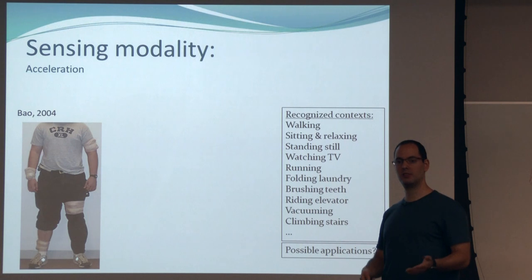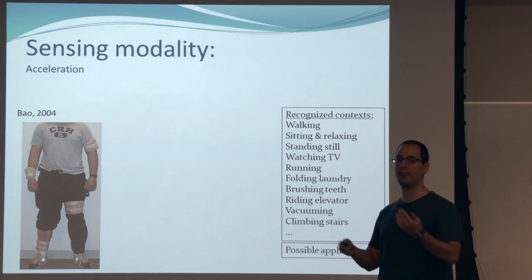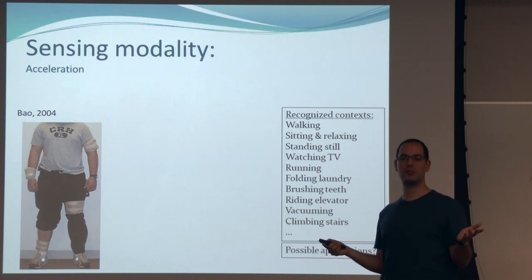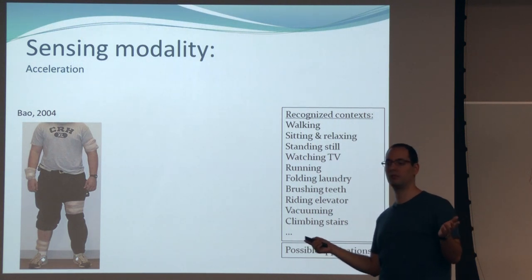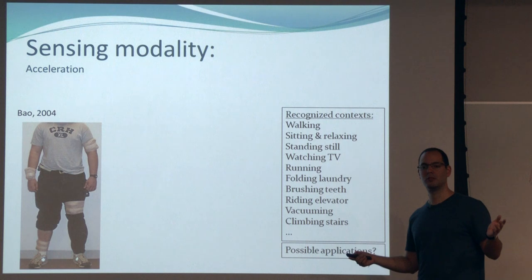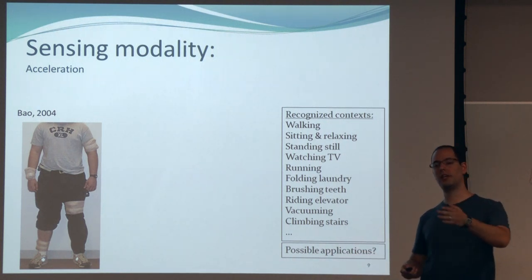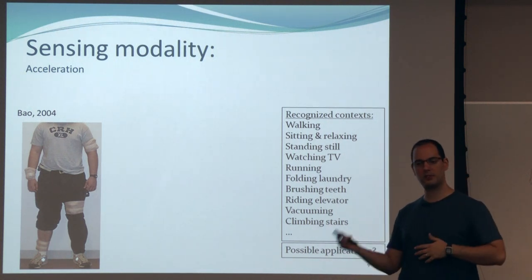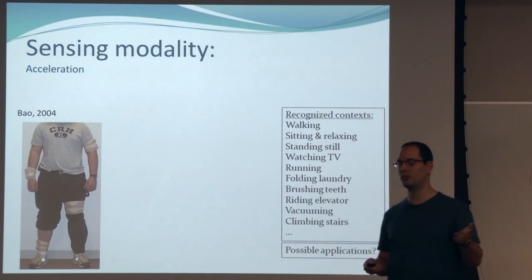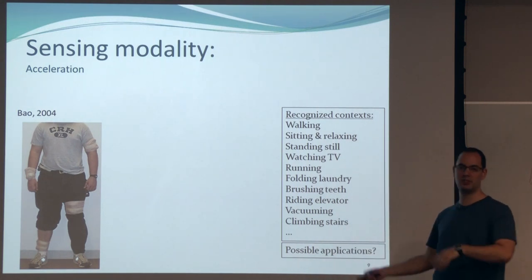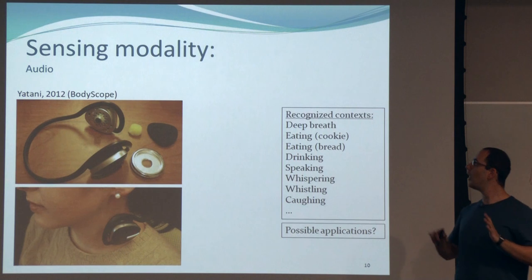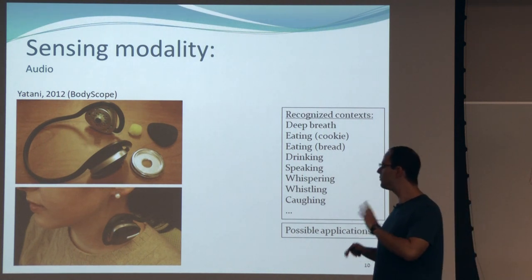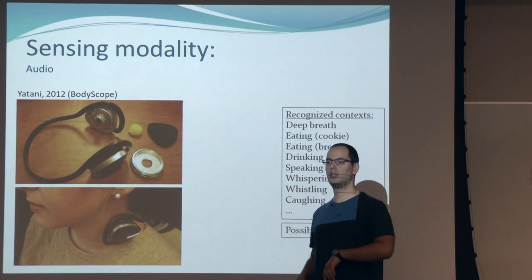If you track a person, how much they're walking, when they're walking, running, brushing teeth, what kind of uses are there to that kind of system? Okay, like a calorie counter to measure how much exercise you do, possibly track your diet or eating habits. There are many different types of applications.